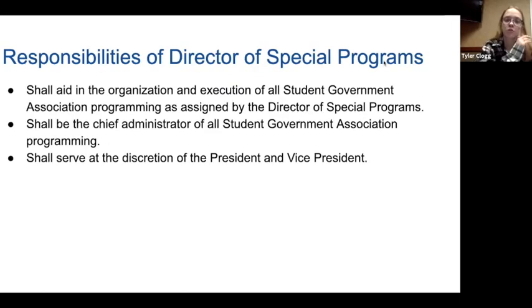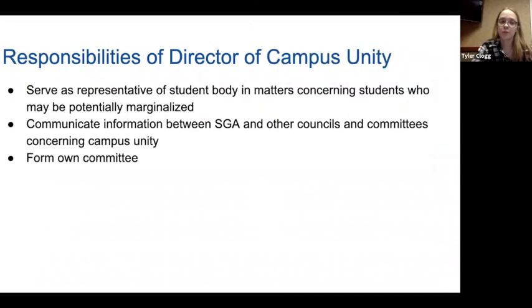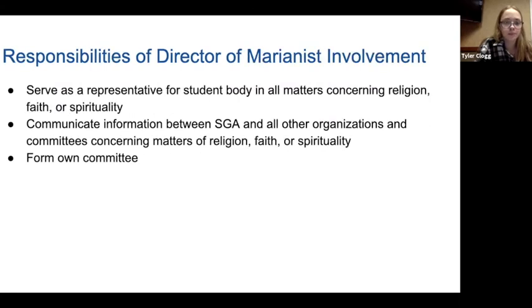So the responsibility of the Director of Special Programs is to aid in the organization and execution of all SGA programming as assigned, be the Chief Administrator of all SGA programming, and serve at the discretion of the President and Vice President. The Director of Campus Unity is supposed to be a representative of the student body in matters concerning students who may be potentially marginalized, communicate information between SGA and other councils and committees concerning Campus Unity, and this director will be in charge of their own committee.